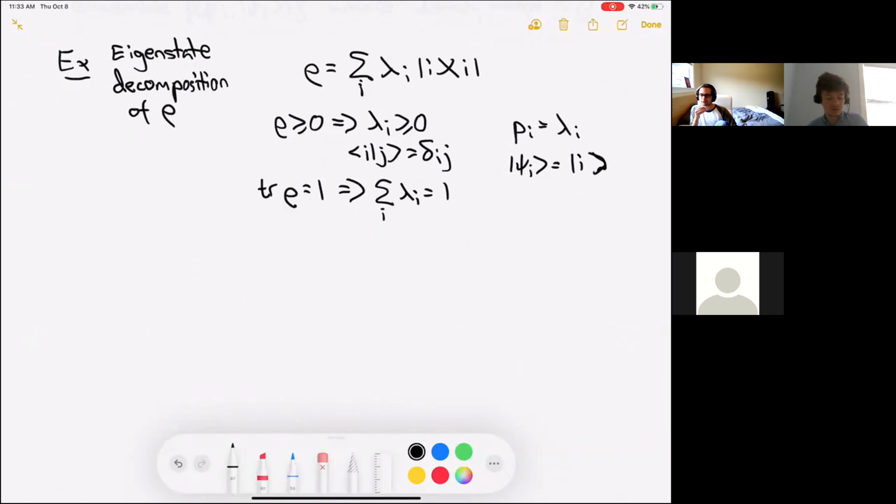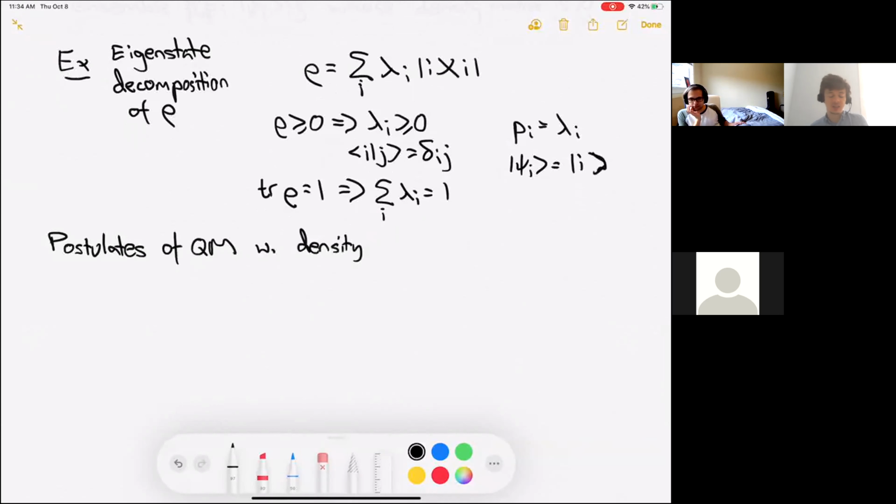Now that we have this definition of a density matrix, we can generalize the postulates of quantum mechanics to write them all in terms of density matrices. We're not going to be defining new rules as such here. We're just going to be showing how the old rules can be rewritten in terms of these new objects.